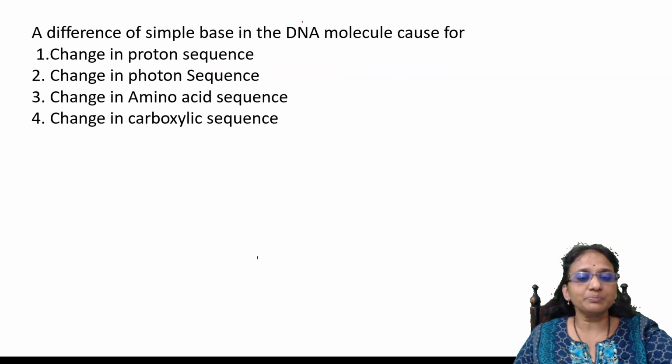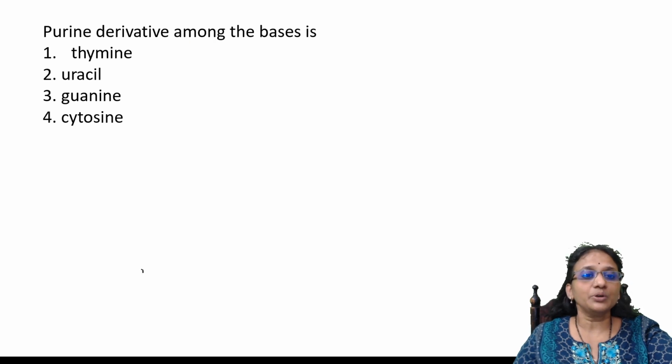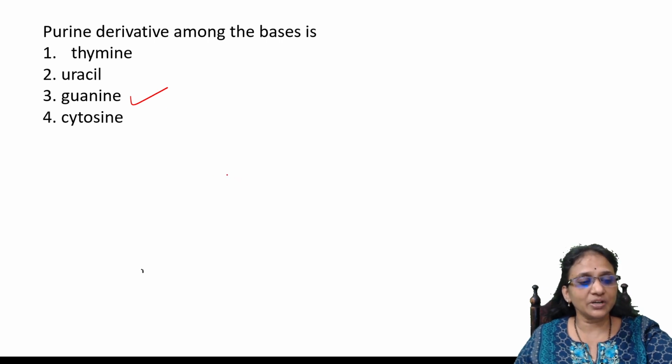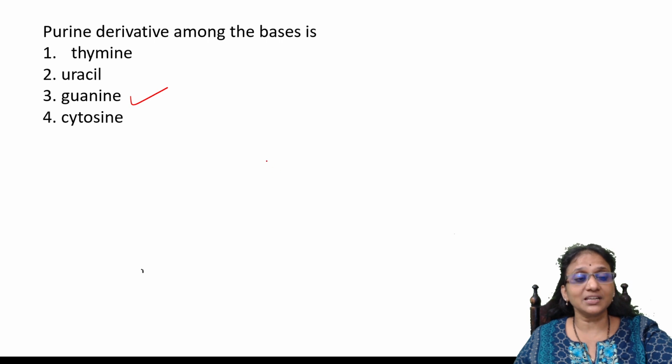The difference of simple base pairs in DNA causes change in amino acid sequence. Remember, students. Next, change in amino acid sequence leads to mutation. Okay. Purine derivative among the bases. Purine is nothing but guanine. Okay, purines and pyrimidines you have, no? Yes, it is nothing but guanine. So there are purines and pyrimidines, and among these, guanine is a purine.